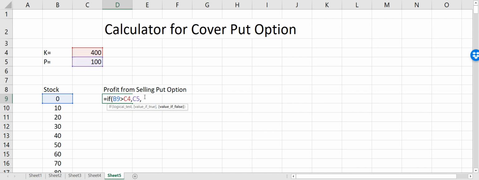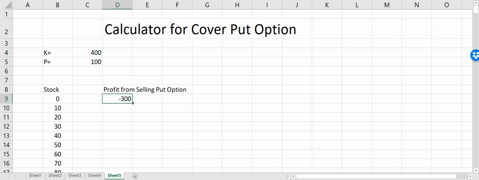However, if the stock price is below the strike price, in that case we will lose money, and that money will be equal to stock price minus the strike price, plus we are still making the money which we got from selling the put option. So I'm just still adding the premium back into the scenario, and this is how it will look like. So if the stock price goes to 0, the total profit from the put option will be equal to strike price minus the premium we got from selling that put option.